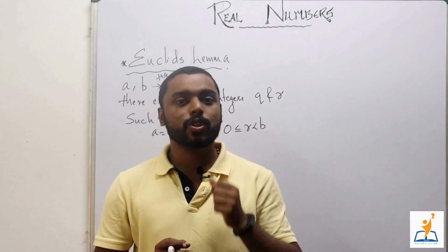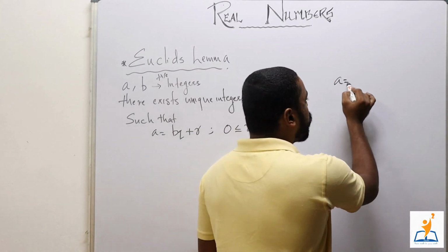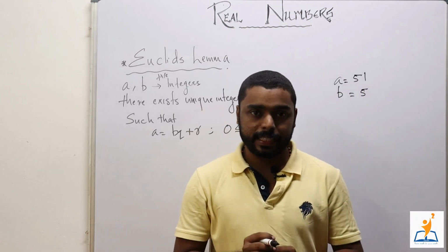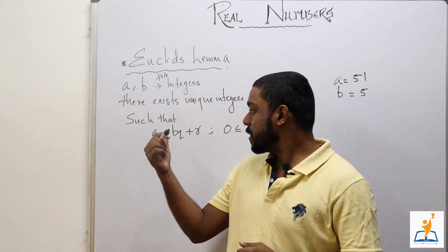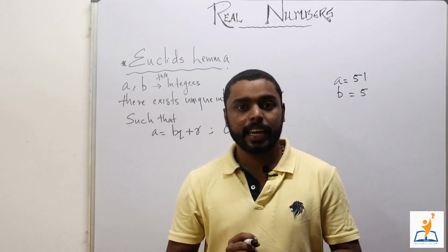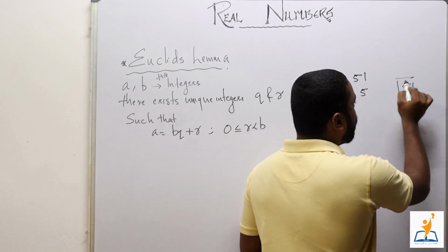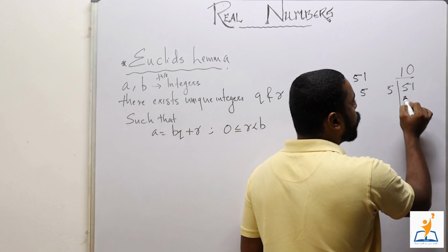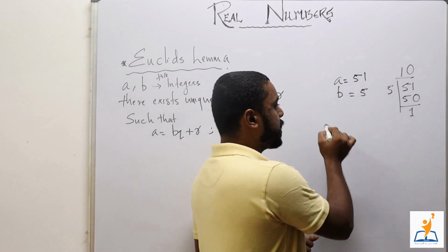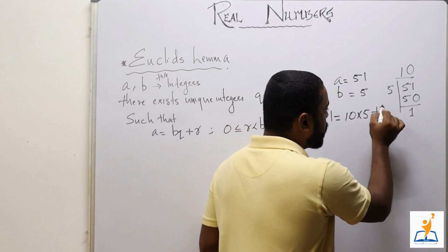We shall check Euclid's lemma with the help of some examples. Say a is equal to 51 and b is equal to 5. Then in order to represent a in terms of b, it is enough for us to divide the bigger integer a by the smaller integer b. In dividing 51 by 5, we get 10 times 5 equal to 50 and the remainder will be 1. So we can represent 51 as 10 into 5 plus 1.